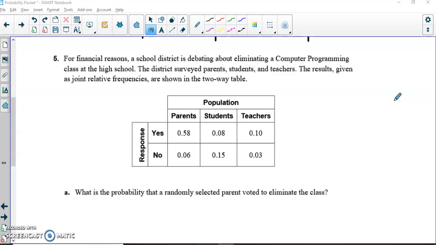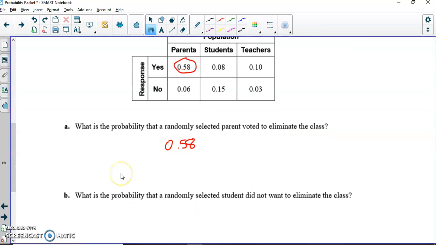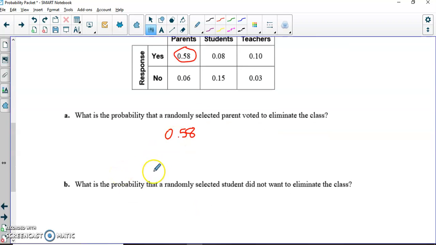Okay, so what we're going to do is take a look at A. So it says, what's the probability that a randomly selected parent voted to eliminate the class? Okay, so if we're only picking from parents, we're only picking here, what's the probability that they said yes? It's already done for us, okay? So the answer here would be 0.58 or 58%. Either one's fine, okay? B says, what's the probability that a randomly selected student did not want to eliminate the class? So let's go to students. Not would be 0.15 or 15%.